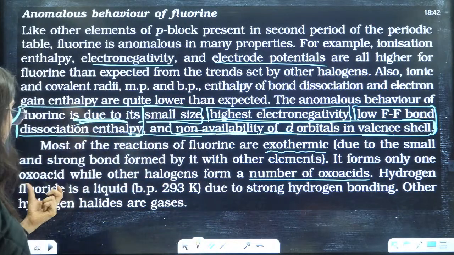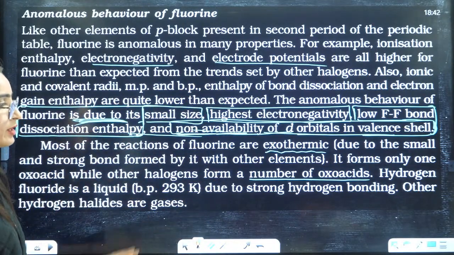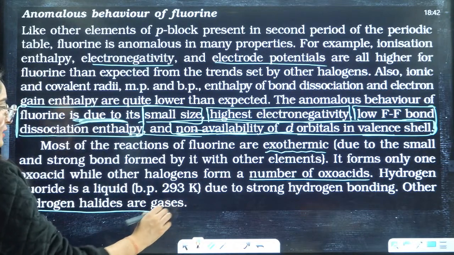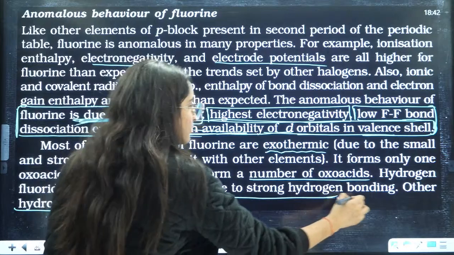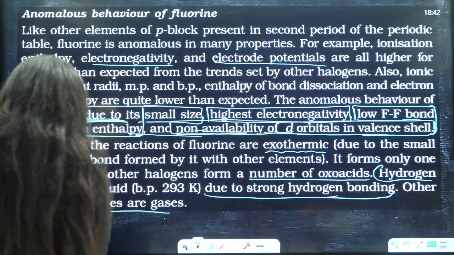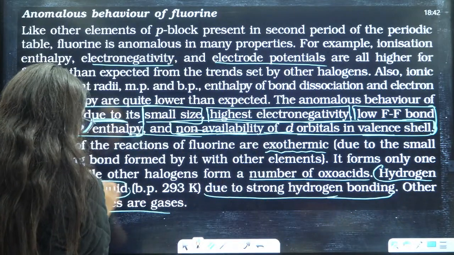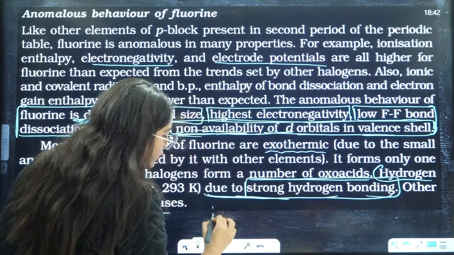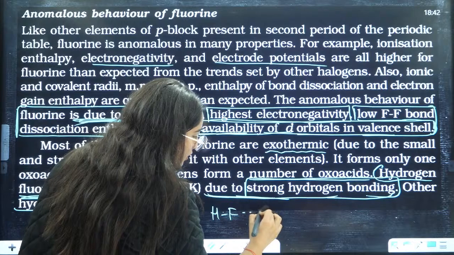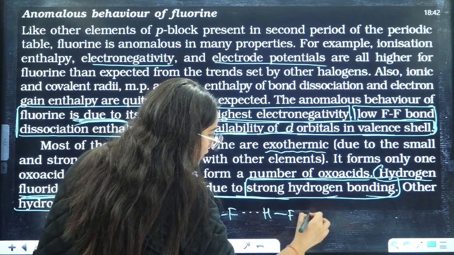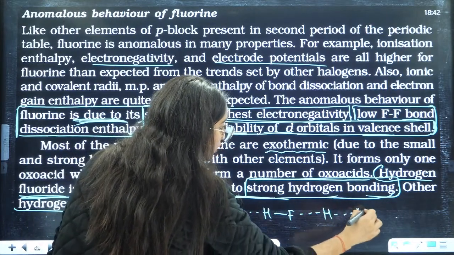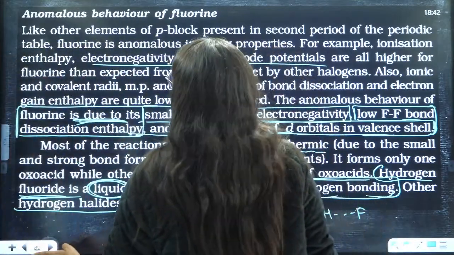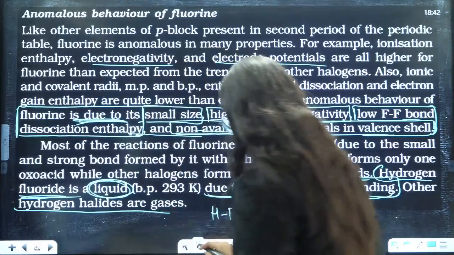Right, hydrogen fluoride is a liquid due to strong hydrogen bonding. Other hydrogen halides are gases. Very important. Hydrogen fluoride is a liquid due to its strong hydrogen bonding. You have HF. And one very interesting thing I'll tell you about HF. Let me see if they have drawn the diagram here. They have not drawn it here.